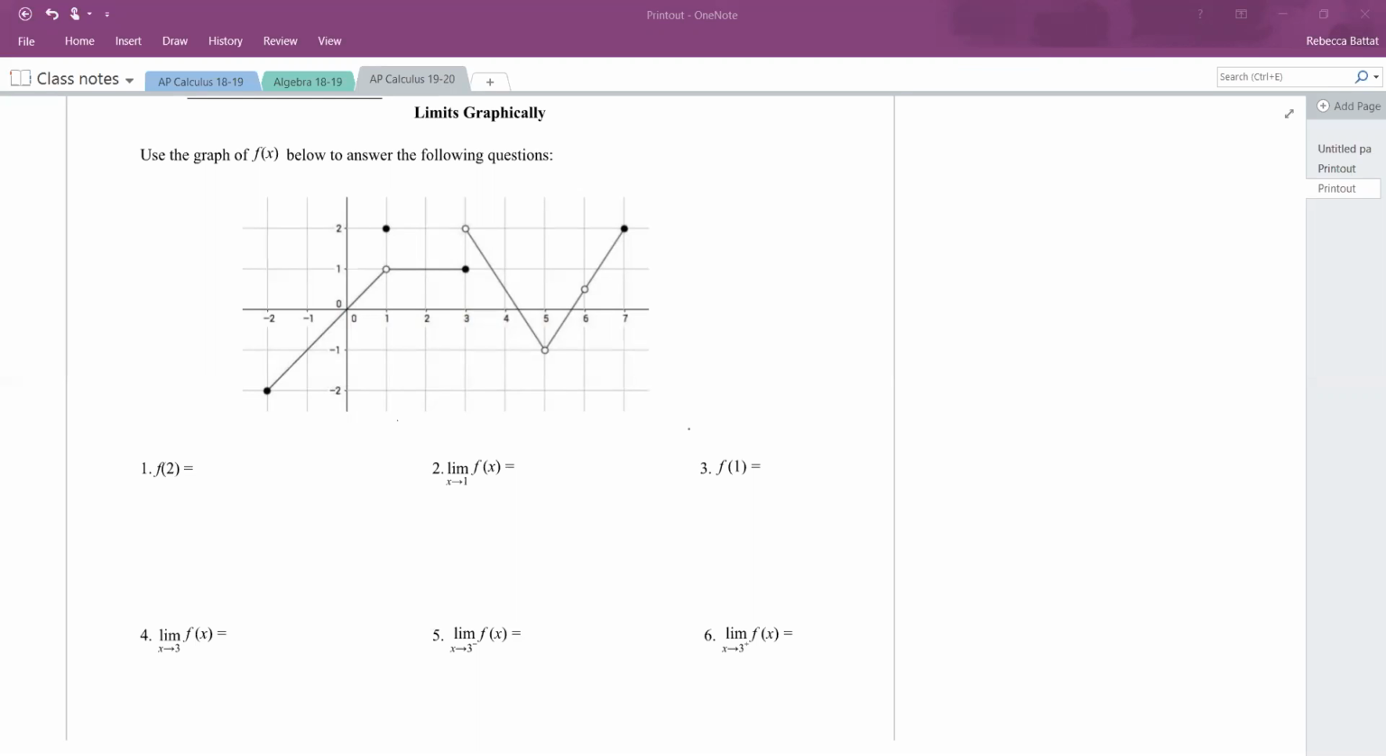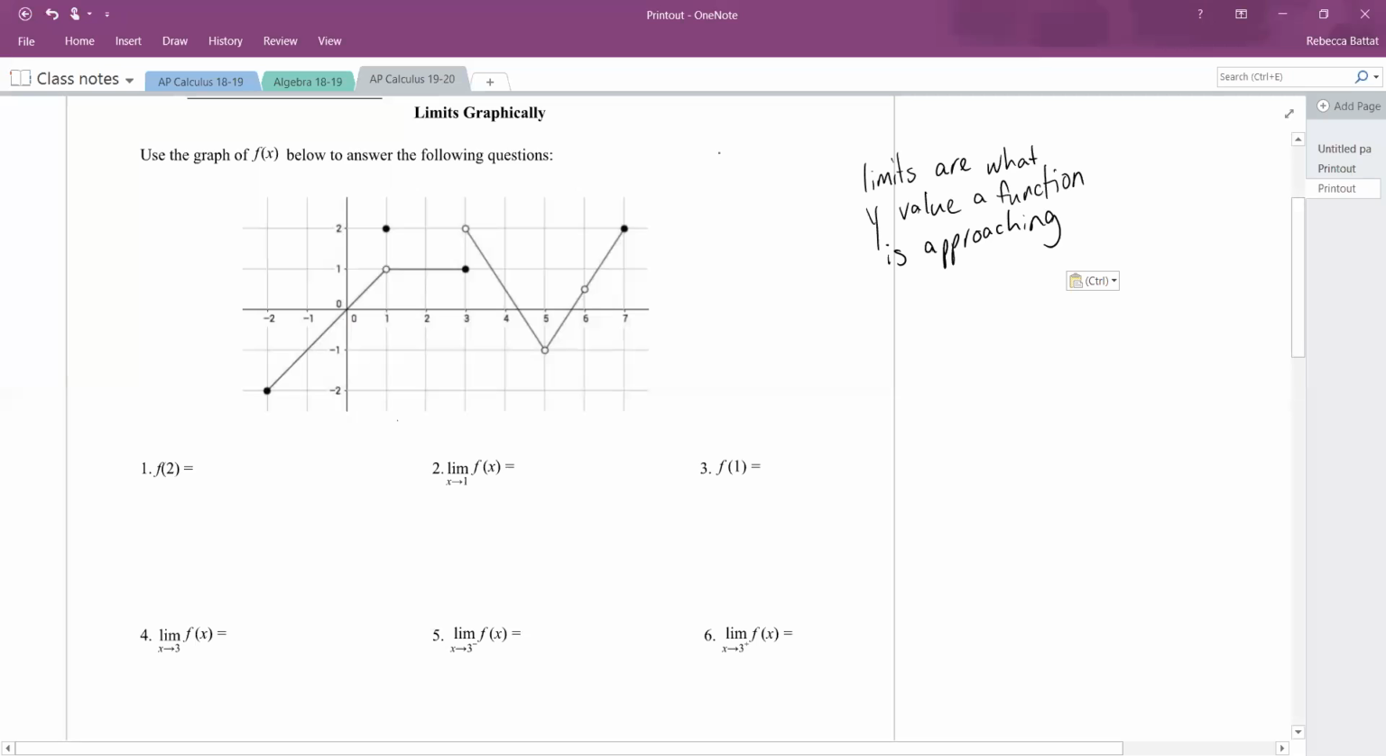So let's dive right into it. We are talking about limits. Limits is basically what y value we are approaching. So limits are the y value a function is approaching. So typically, if we have something like this, that means f of 2. F of 2 is when x is 2. What is the y value? So we go to x is 2, and we go up until we hit our graph. Our y value here is 1. So f of 2 is 1.